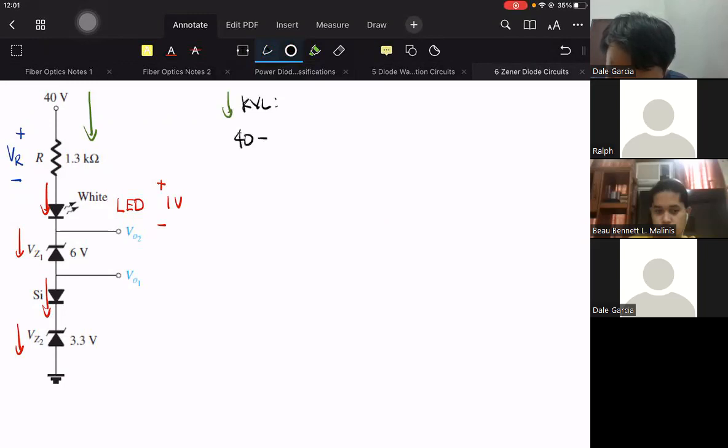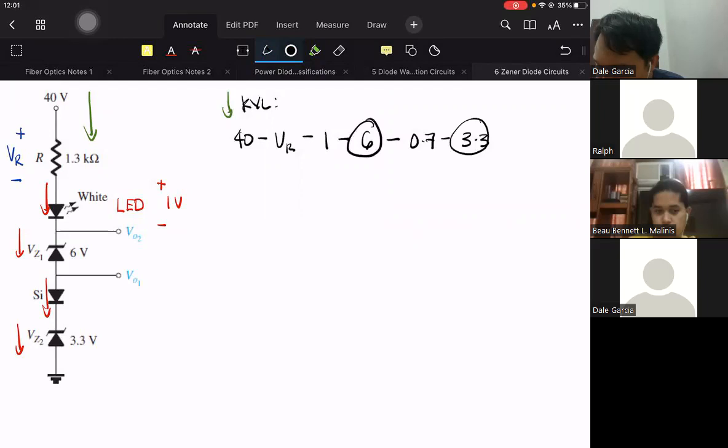KVL is 40 minus VR minus voltage drop in LED, 1 volt, minus Zener diode 1, 6 volts, minus silicon diode 0.7, minus Zener diode 2, 3.3. Notice, given the Zener diode voltages equal to 0. Therefore, VR is equal to how much? This is 4, 10, 11, so 40 minus 11 is 29. 29 volts. Correct? Please confirm my answer down if this is correct.